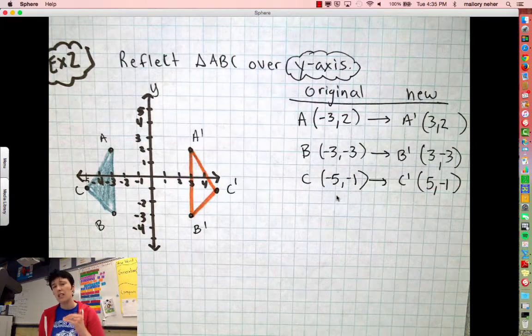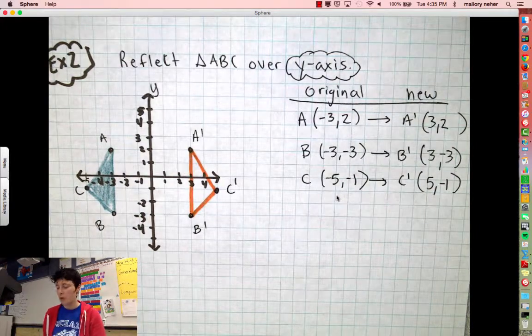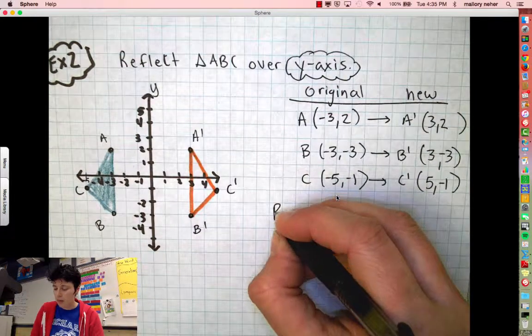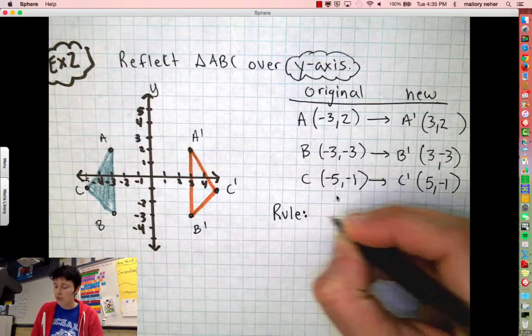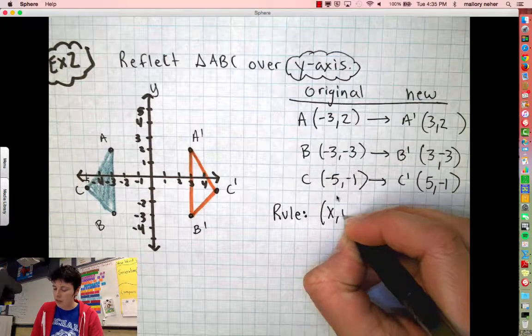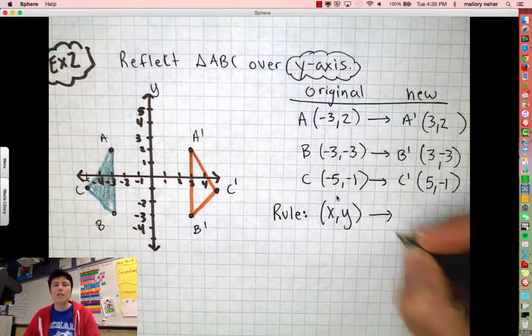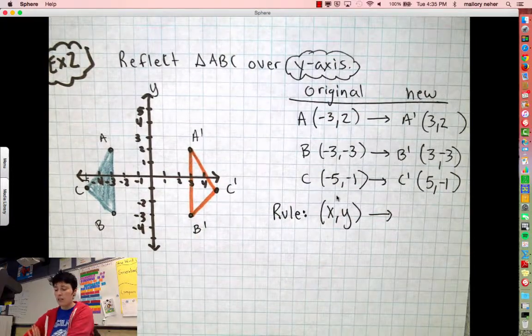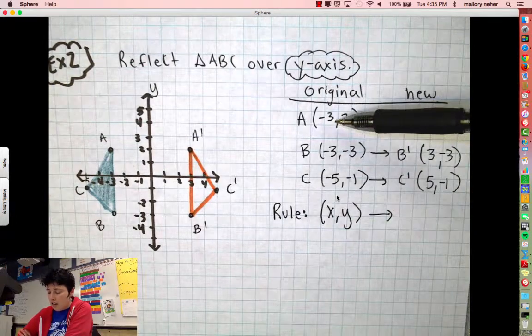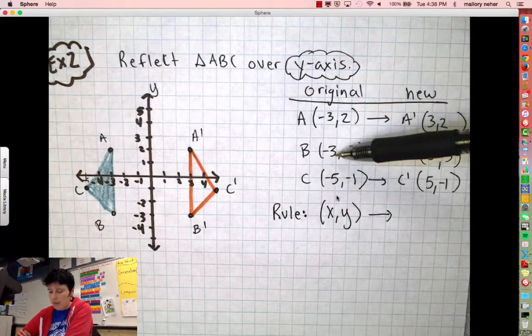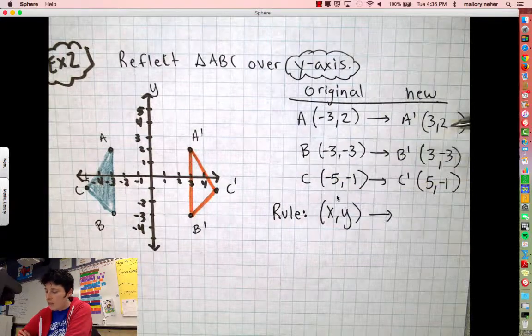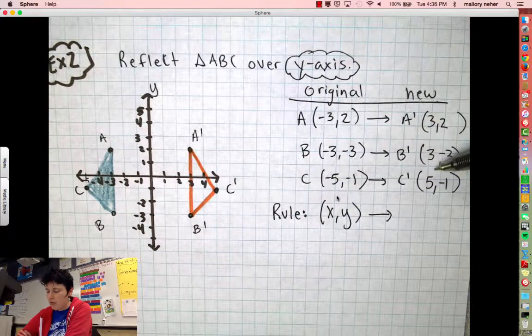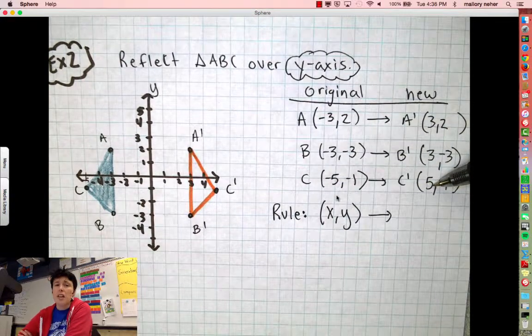Now to take this to the level 4, to take this to a little bit more of an advanced level, I should be able to write a rule. So my rule for the points is the x and y values are changing. And how are they changing? Well, look at the numbers. So study the numbers. The x's, let's see, it was a -3, a -3, and a -5. Over here it's a +3, a +3, a +5.